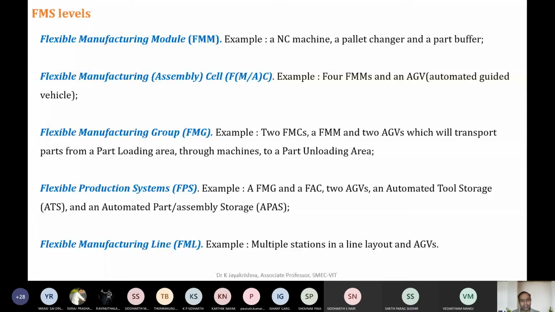Okay, then what is a flexible manufacturing line? When you have more number of FPS, that is, multiple stations in your layout fully controlled by automated guided vehicles, we call them a flexible manufacturing line. So depending upon the configuration of your system, we call them a flexible manufacturing module, flexible manufacturing assembly cell, flexible manufacturing cell, flexible manufacturing group, flexible production system, or flexible manufacturing line. FMM, FMC, FMG, FPS, or FML.